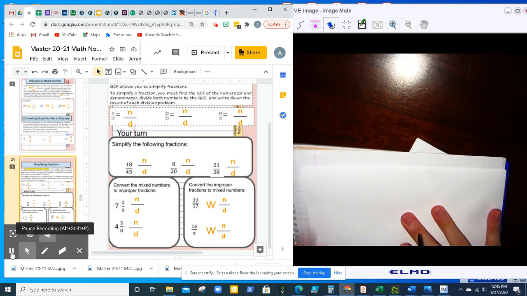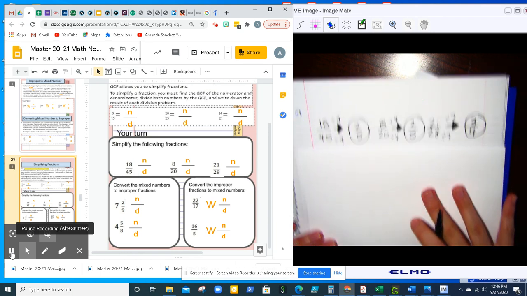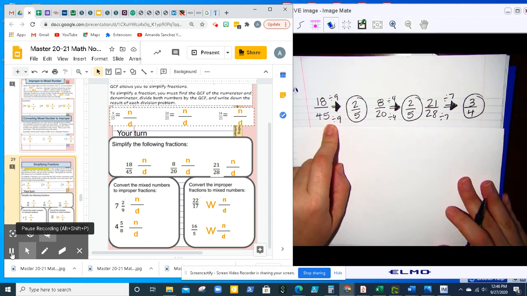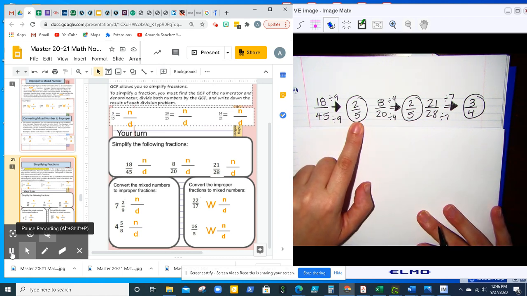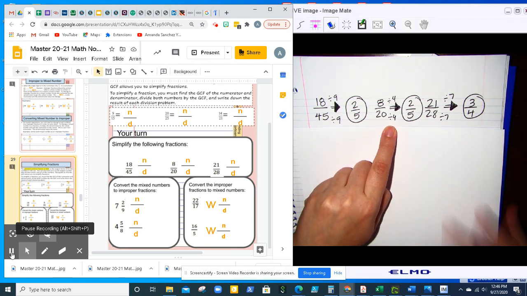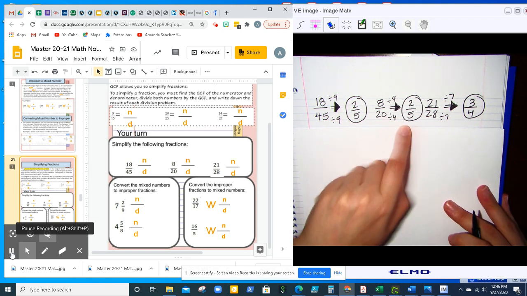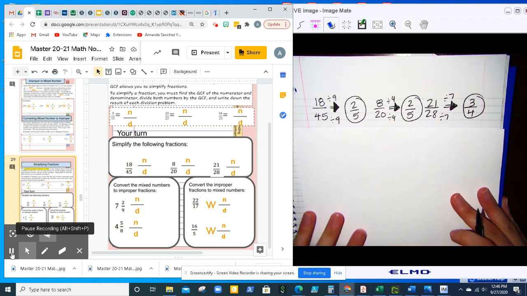Okay, let's check and see how you did. So on the first set of simplifying, you should have 2/5. I divided by 9, but keep in mind you could have divided by 3, and then you would have to divide by 3 again, and you should still get 2 over 5. 8 over 20, I divided by 4, but you could have divided by 2 and gotten 4 over 10, and then divide by 2 again, and you should still get 2 over 5, and then 3/4. The only thing to divide by on this one would have been just 7.